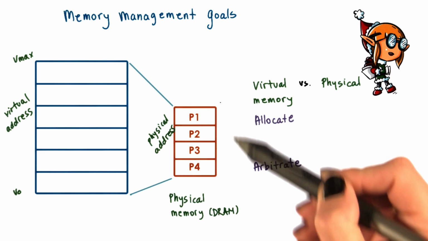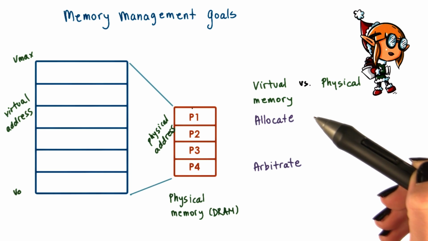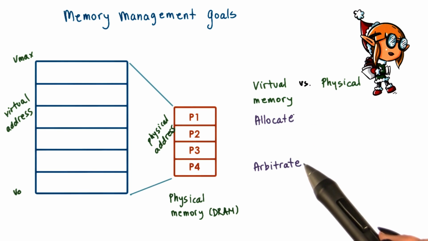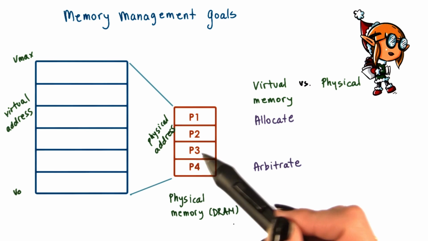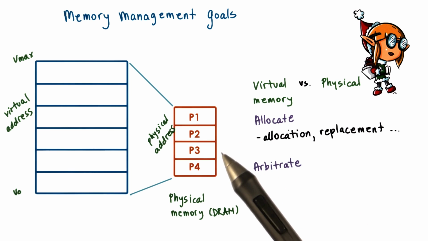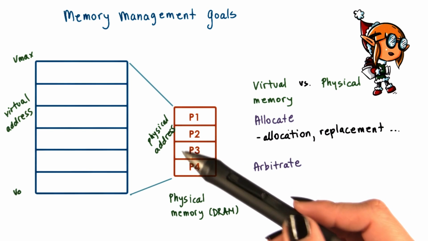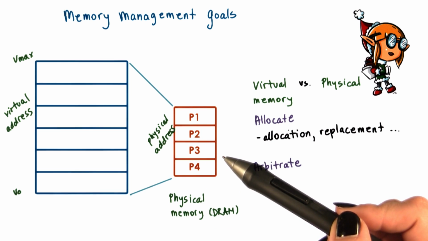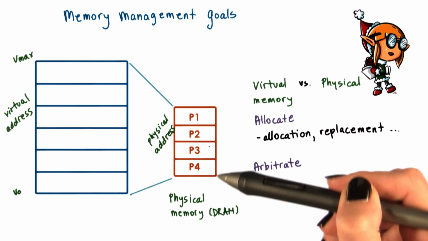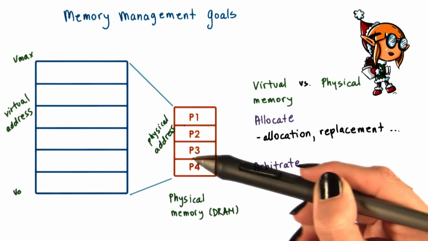In order to manage the physical memory, the operating system must then be able to allocate physical memory and also arbitrate how it's being accessed. Allocation requires that the operating system incorporates certain mechanisms or an algorithm as well as data structures so that it can track how physical memory is used and also what is free among the physical memory.